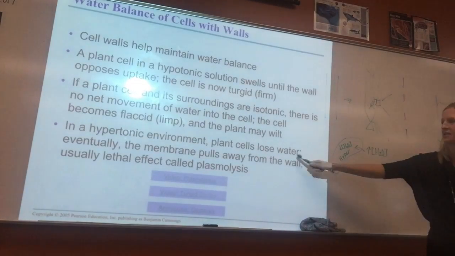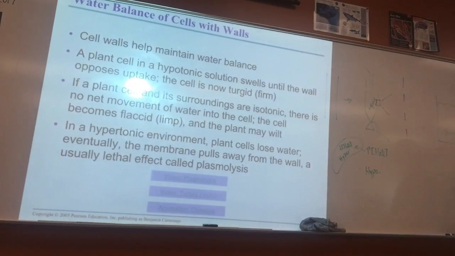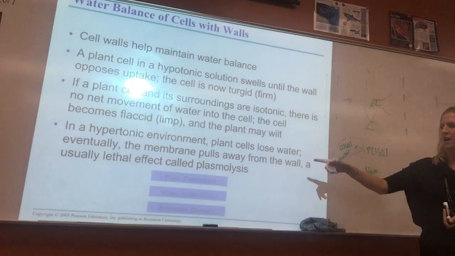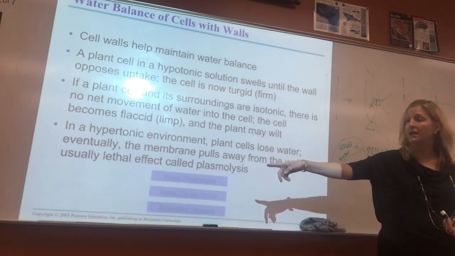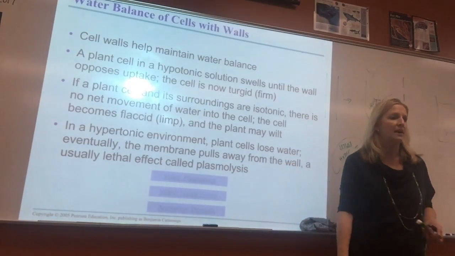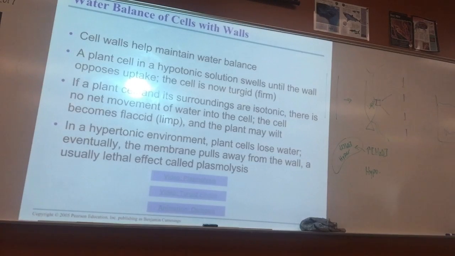So that's why we said yesterday that the ideal solution for plants is a hypotonic solution. In a hypertonic solution, the plant cells are going to lose water, and eventually that membrane pulls away from the cell wall. Usually a lethal effect. Lethal means deadly, right? And that's called plasmolysis, and so that's the picture we saw yesterday. And so, hypertonic is not good for plants nor animal cells.